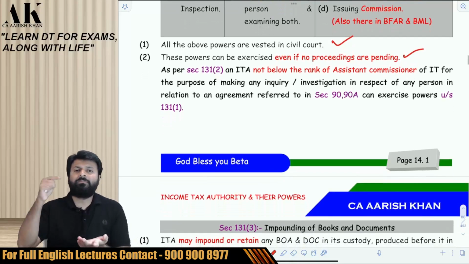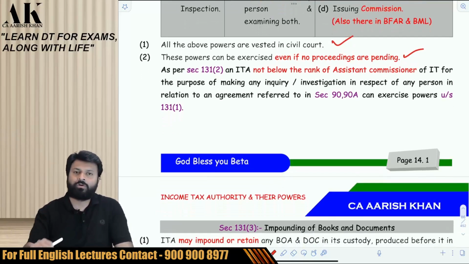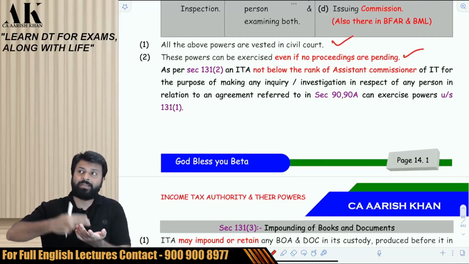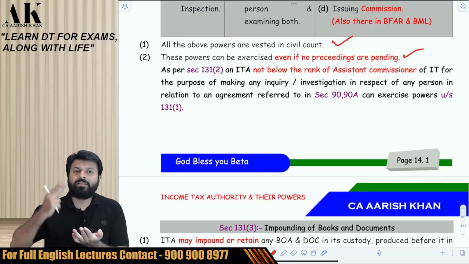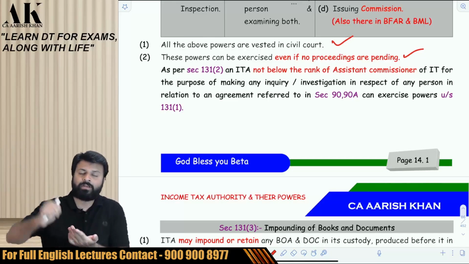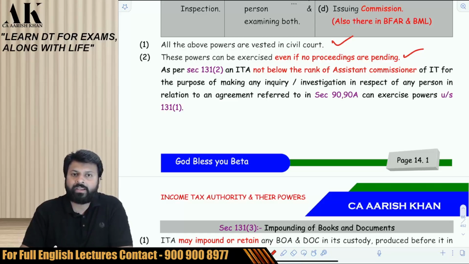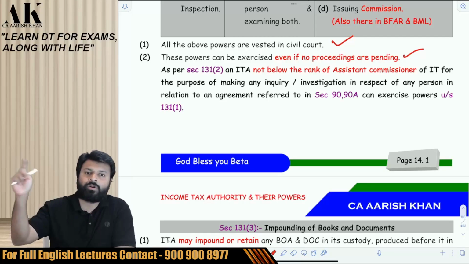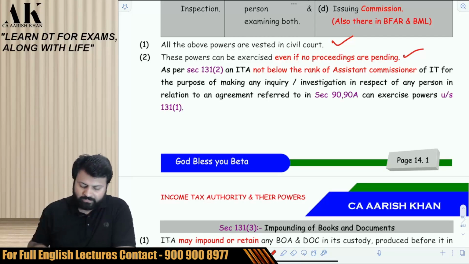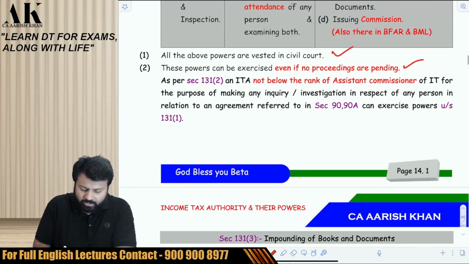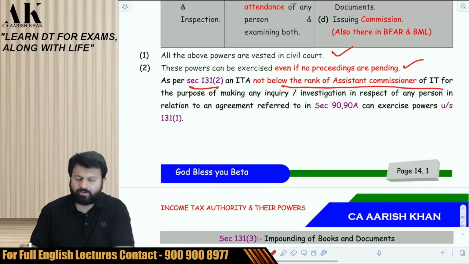Now, if the income tax authority wants some information from foreign authorities, there has to be a double taxation agreement between India and foreign authorities. So, if the income tax authority wants to issue a summon in foreign countries, not in India, but in foreign countries, there has to be a DTAA under section 90 or 90A. In that case, who will be the authority who will issue summon? So, the government has mentioned in 131 subsection 2, in that case, the authority cannot be lower than the authority of assistant commissioner.